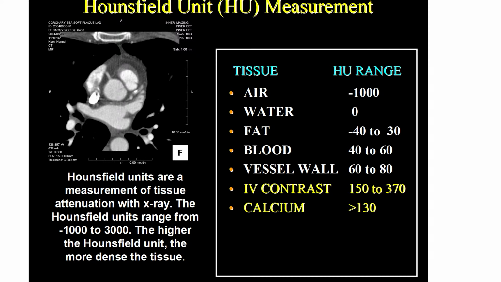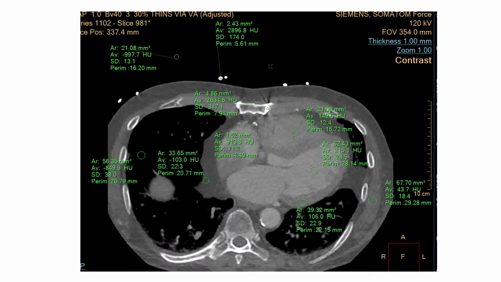And that's the main reason why we give contrast, so we can separate the vessel lumen from the tissue around it. Blood is about 40 to 60, and the tissue around the lumen is a little bit higher. So imagine if we give contrast into the lumen and make it about 300. Now you can tell the border between the lumen and the tissue. That's the reason why we give iodinated contrast. But again, this is just an example. You can sample all the tissue and get the Hounsfield unit.